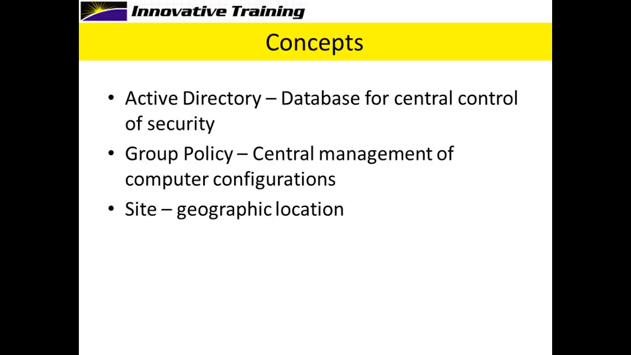You also want to make sure that you get concepts down very succinctly. What is Active Directory? It's a database for central control of security. What is group policy? It's central management of computer configurations. What's a site? It's a geographic location. You see that I'm not actually writing out full sentences. If I have to write out full sentences, I'm really not grasping what's going on. I need just a very few words that are going to tell me what it does. Geographic location, that's perfect. It's something very succinct. It's not even a complete sentence that describes what it does.